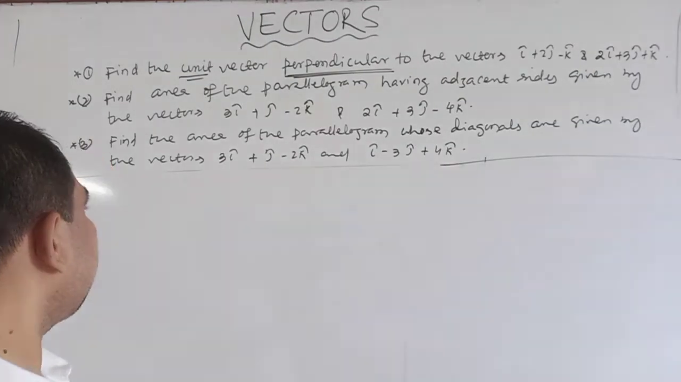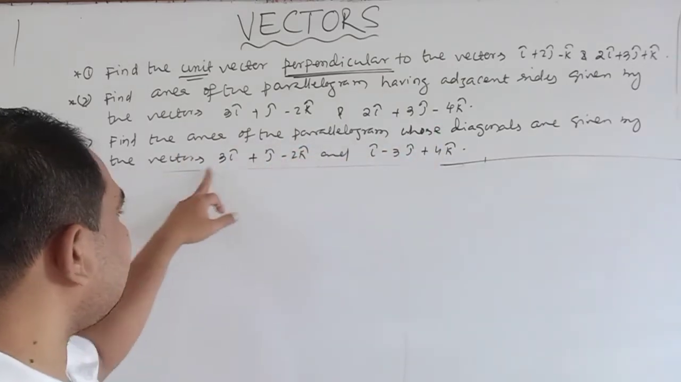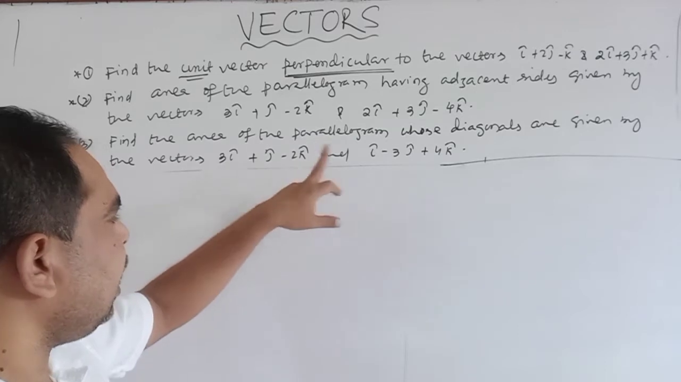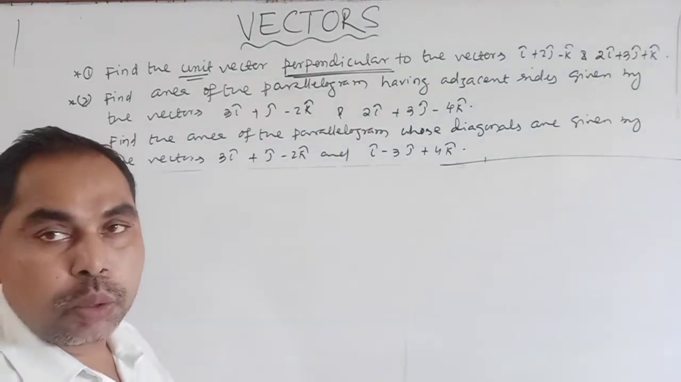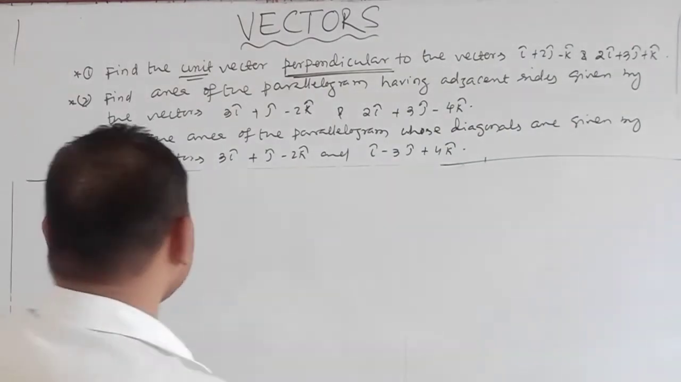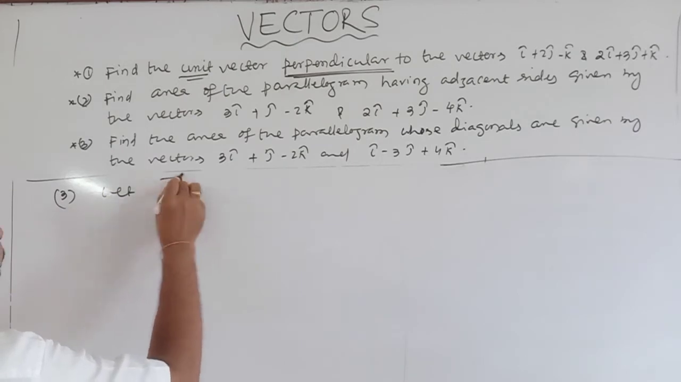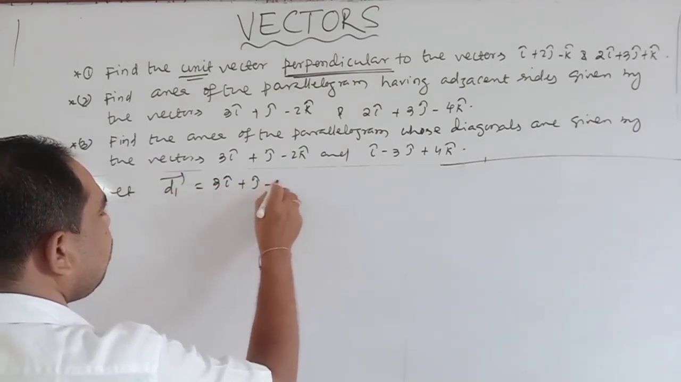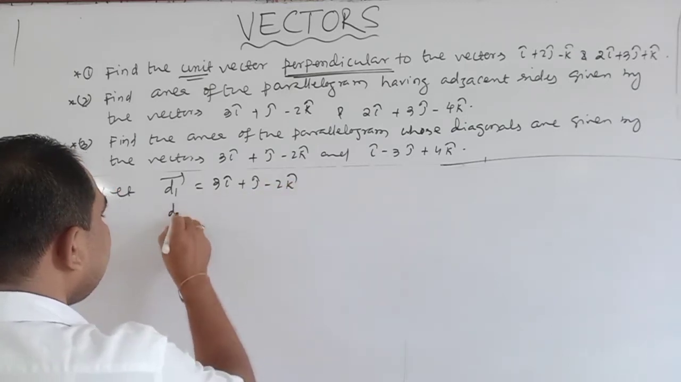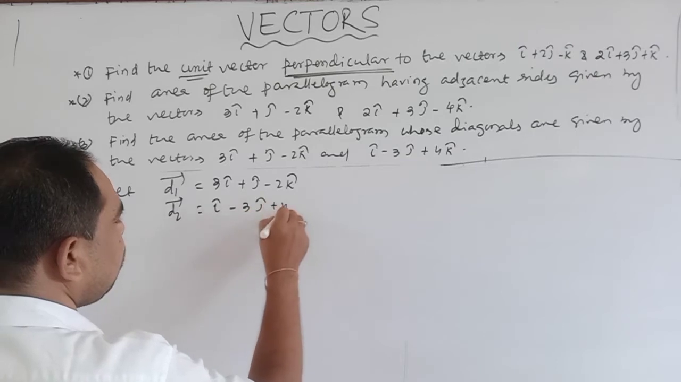Third one: find the area of the parallelogram whose diagonals are given by the vectors 3i plus j minus 2k and i cap minus 3j cap plus 4k cap. Area of the parallelogram whose diagonals are given. Okay, so solution: let d1 vector be one diagonal, 3i cap plus j cap minus 2k cap, and d2 vector the other diagonal, i cap minus 3j cap plus 4k cap.